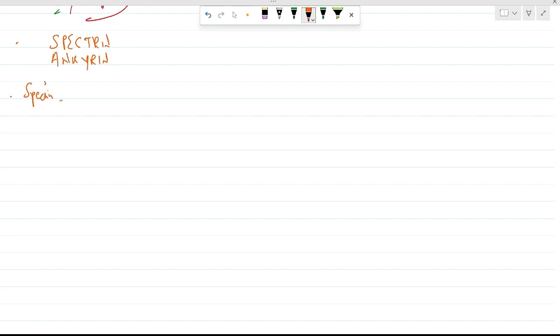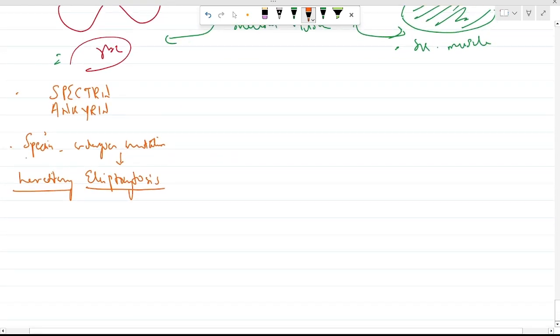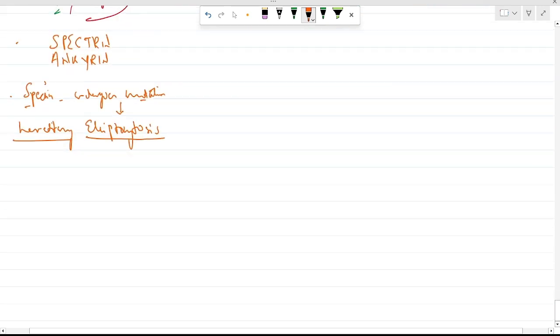In spectrin, if undergoing mutation, leads to hereditary elliptocytosis. We commonly know that the RBC is oval shaped or spindle shaped, but the spectrin protein, when undergoing mutation, it leads to this elliptical shaped RBCs. This is called hereditary elliptocytosis.